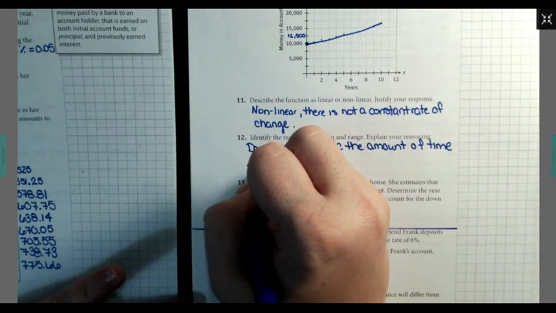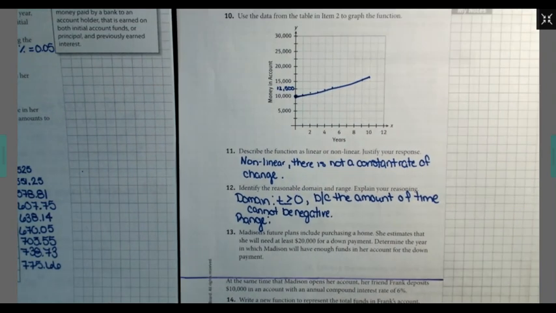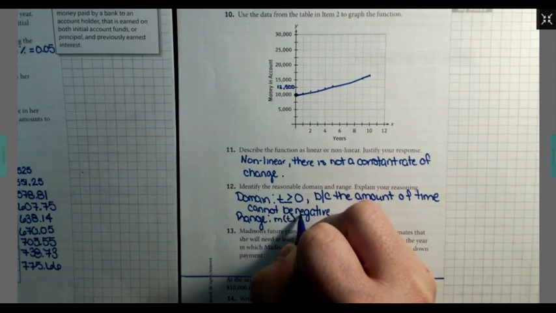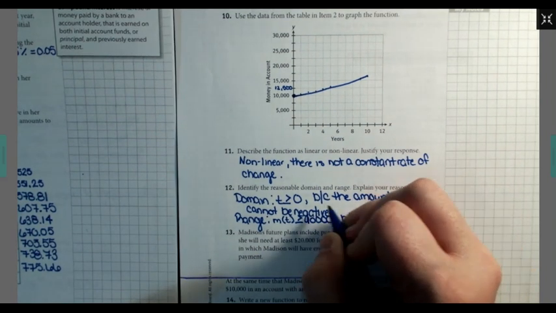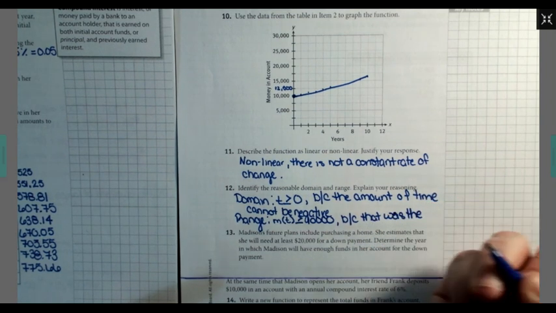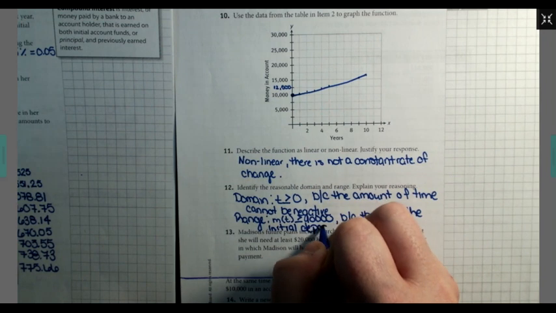Let's talk about our range. Our range is that m of t, the money in the account. The money in the account is obviously going up. And I know that the money in the account can never be below what amount? The initial amount, which was 10,000. So m of t must be greater than or equal to 10,000 because that was the initial deposit in the account.